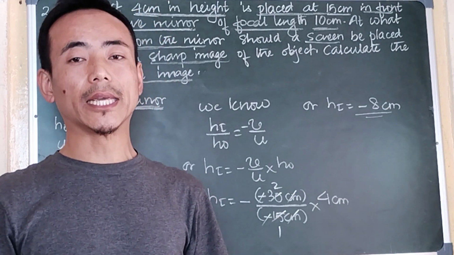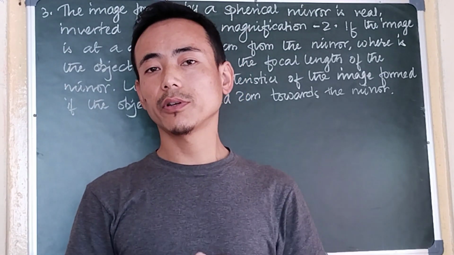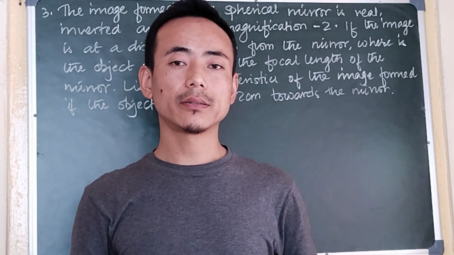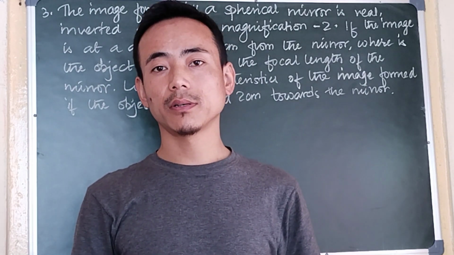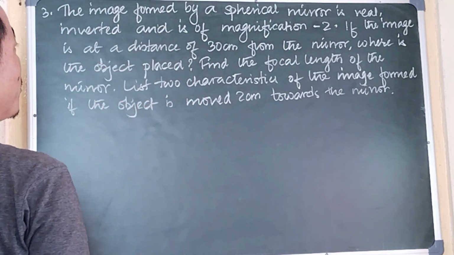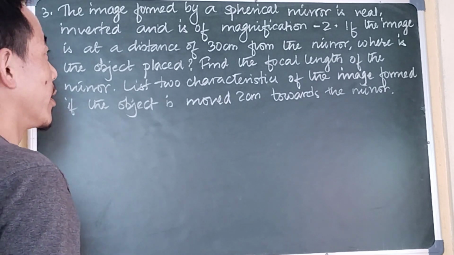We're using a concave mirror. Okay, now let's discuss this third question. This third question is slightly different from the first two, and it needs better understanding of the concepts. Alright, so the question says the image formed by a spherical mirror is real, inverted, and is of magnification -2.